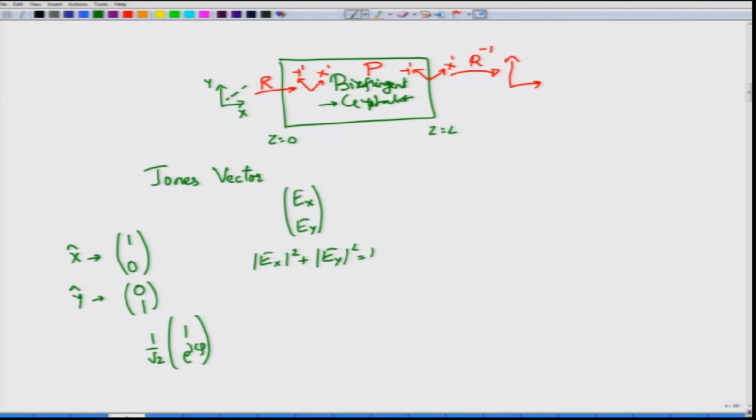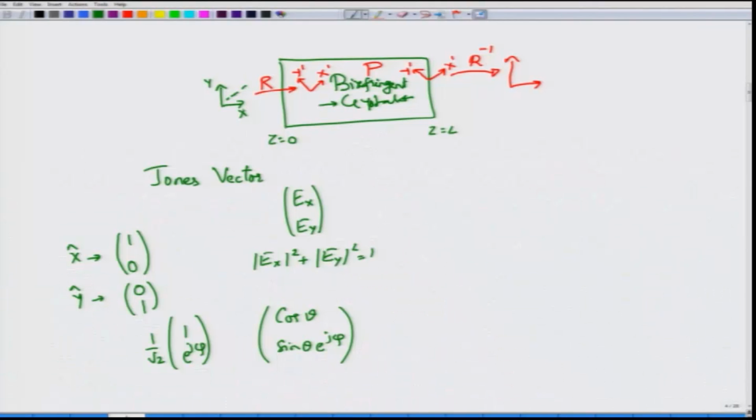But at any other angle, you will have to write down the actual expression. So, sometimes this notation of cos theta, sin theta e power j phi is used, with two parameters theta and phi, to account for not just linear polarization, but also for circular and elliptical polarizations. So, we are going to use one of these forms. If your light is polarized along x, then you can use the actual Jones vector of 1 0. If it is along y, you can use 0 1, and so on.